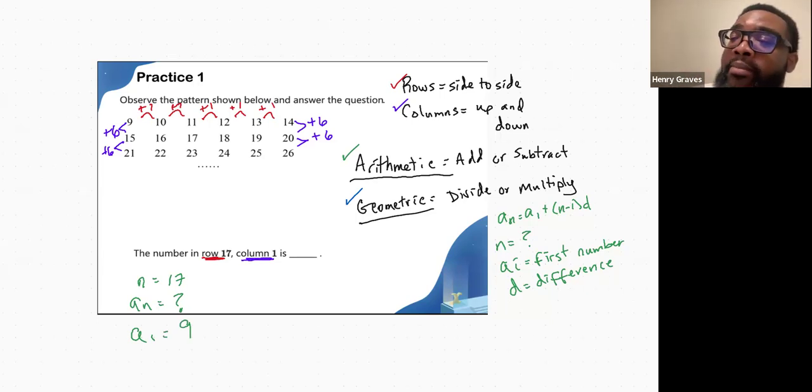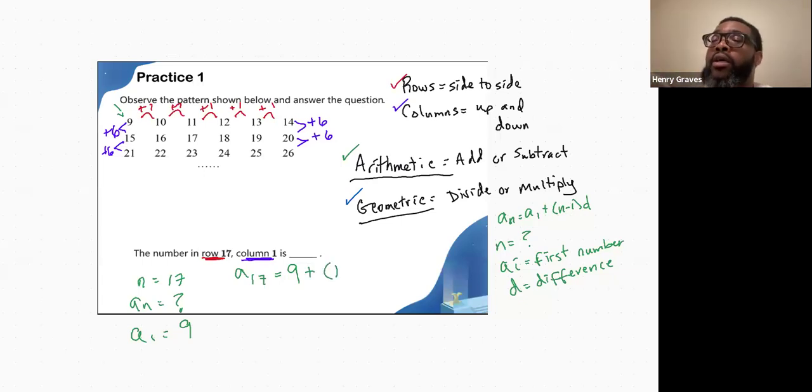So I plug in my numbers. A_17 is going to be A_1, which is 9, plus, we know n is 17, minus 1. And the difference for the columns, remember the columns are going up and down, is 6. I'm going to be multiplying by 6. I go ahead and try to find my answer. 17 minus 1 is going to be 16. And 16 times 6 is going to be 98.